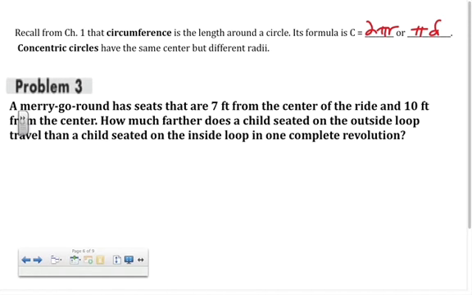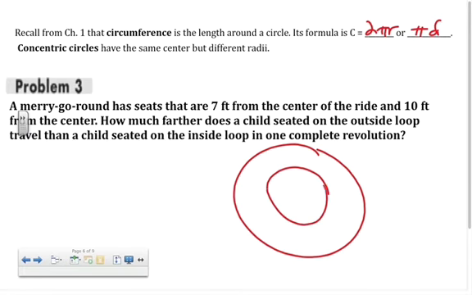All right, so in problem 3, I have a merry-go-round with some of the seats being 7 feet from the center and some of the seats being 10 feet from the center. So what we have here, notice, is concentric circles, and you have the definition right there in your notes. Concentric circles are just circles having the same center, but not the same radius. So on this merry-go-round, I have concentric circles, where this radius is 7, and this radius is 10.